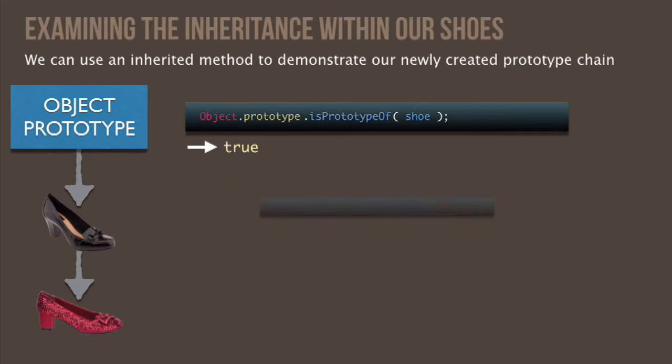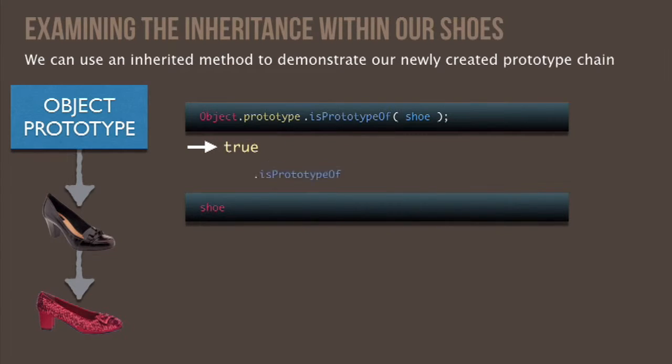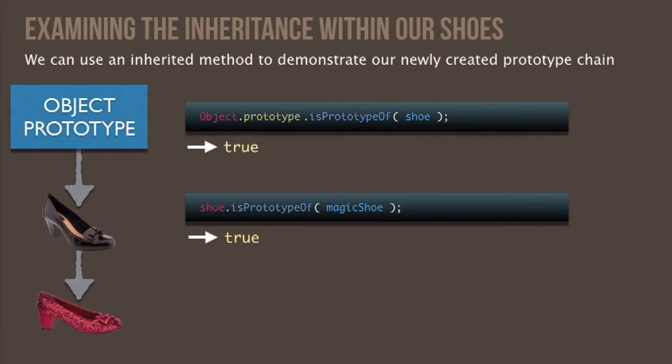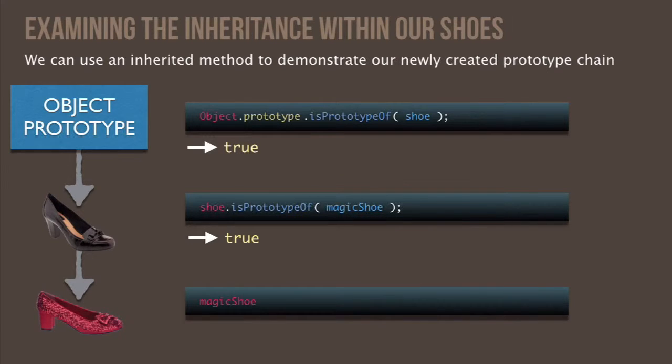Next, if we were to call shoe.isPrototypeOf(magicShoe), we will also get a true. That's because we used shoe as the prototype of magicShoe. Now just to show that we don't always get true from this situation, if we called magicShoe.isPrototypeOf(shoe), we would see that that is false. That's because the magicShoe is not at all the prototype of shoe.